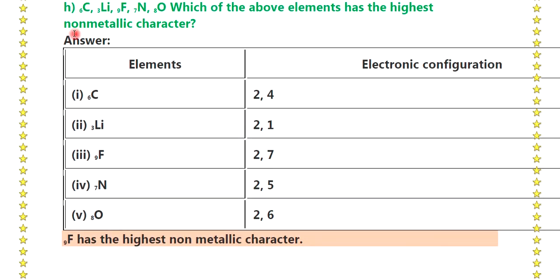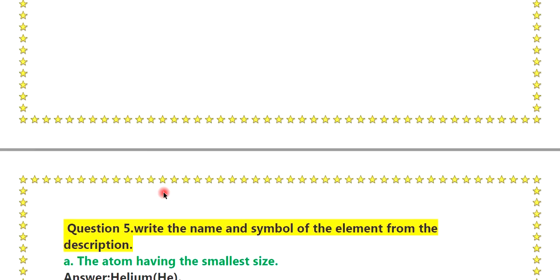H. Carbon, lithium, fluorine, nitrogen, oxygen. Which of the above elements has the highest non-metallic character? Carbon has electronic configuration 2, 4, lithium has 2, 1, fluorine has 2, 7, nitrogen has 2, 5, and oxygen has 2, 6. So fluorine has the highest non-metallic character.